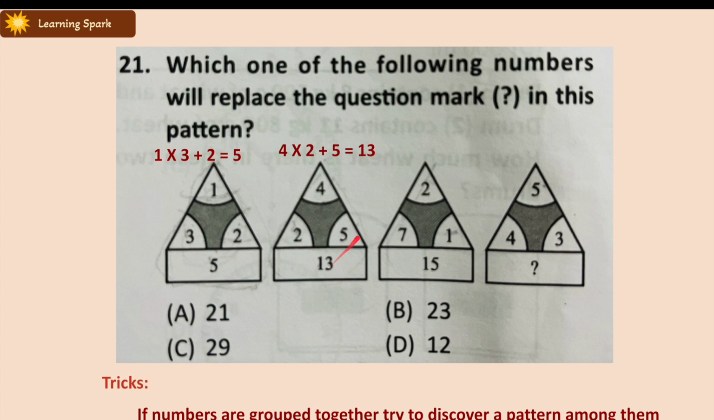Let's continue the same pattern here. So 7 into 2 equals 14. 14 plus 1 equals 15. Now let's apply the same pattern in the fourth one. So 5 into 4 equals 20. 20 plus 3 will be 23, right? So the answer will be 23.